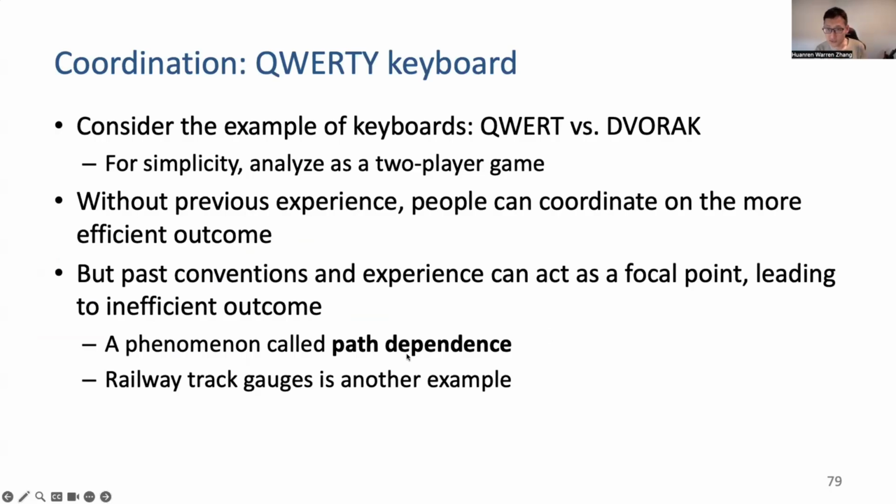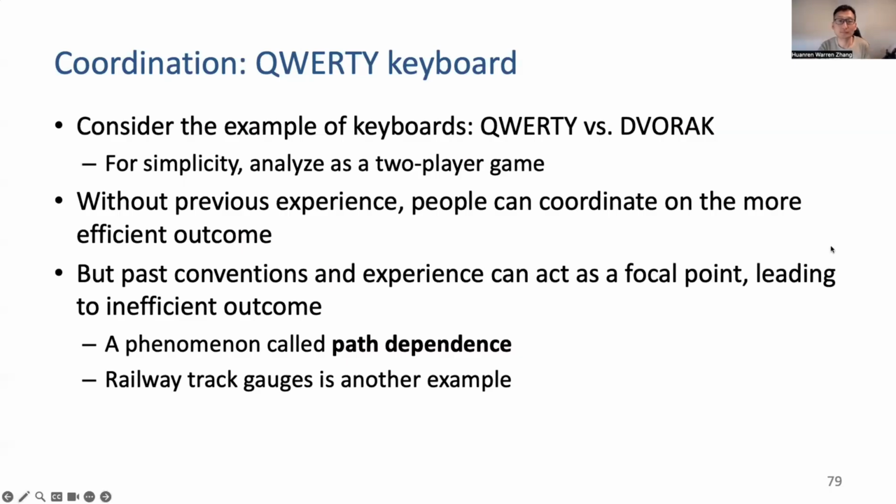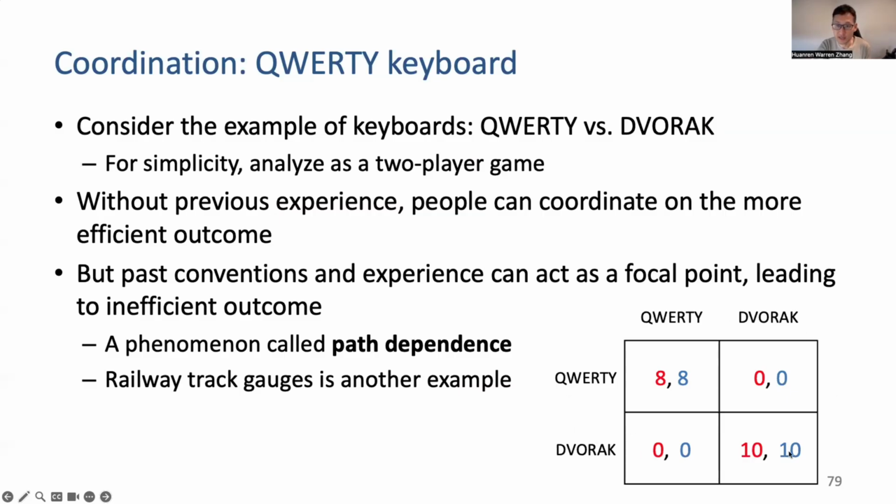To understand this situation, we can again model it as a game. Consider the example of two types of keyboard. Each individual consumer can decide whether to choose QWERTY or Dvorak. Here is the payoff matrix for this game. If both players or consumers choose QWERTY, they receive 8. If both choose Dvorak, they receive 10.